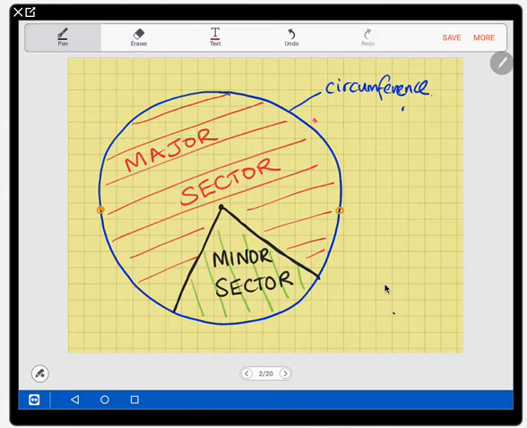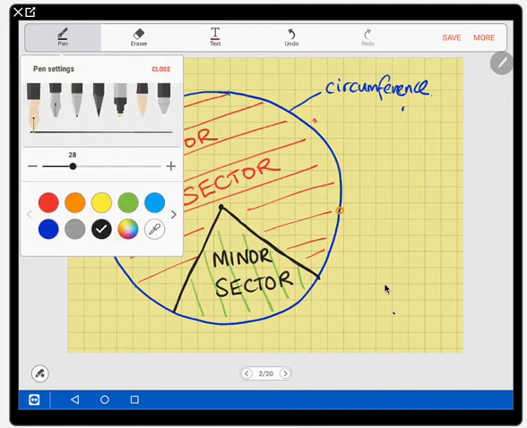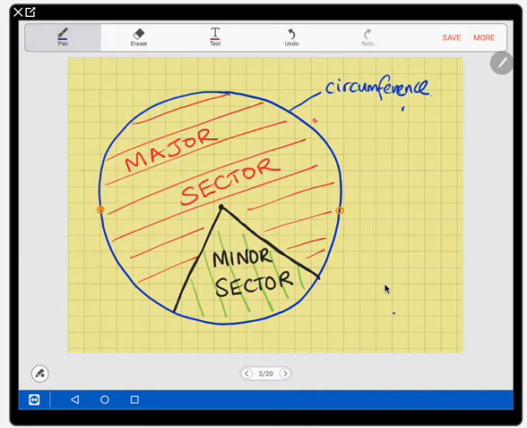Now, any straight line that touches a circle, like here, it touches it here. That line is called a tangent.